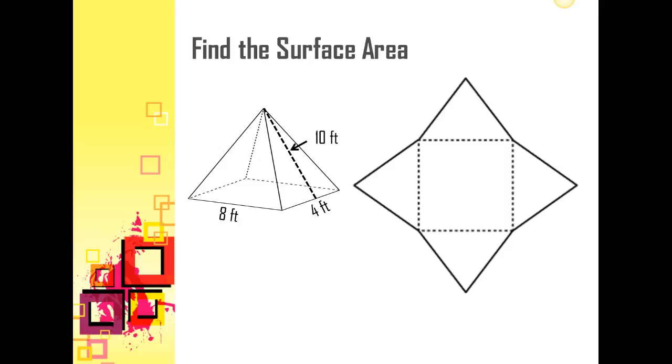Let's find the surface area of this pyramid. We can see that the base is a rectangle. To calculate the area of the rectangle, we will multiply 8 times 4. It has an area of 32 feet squared.